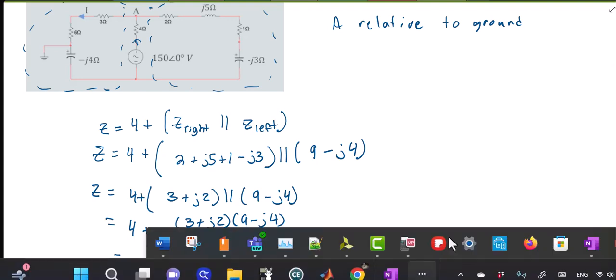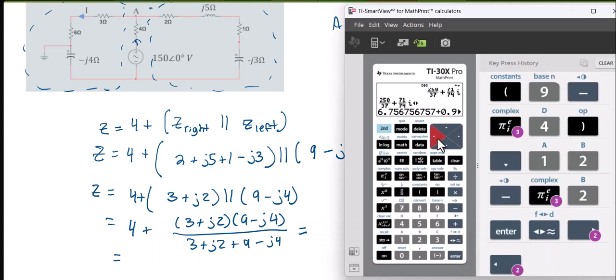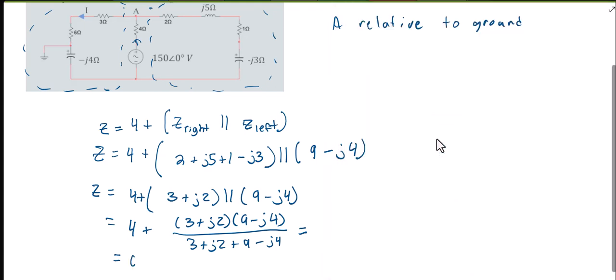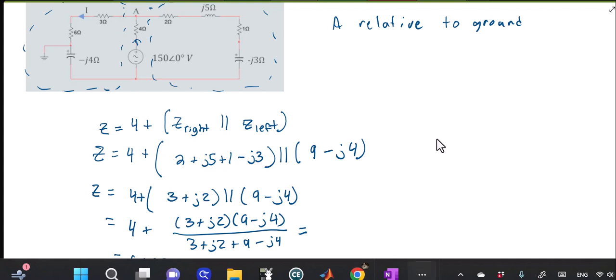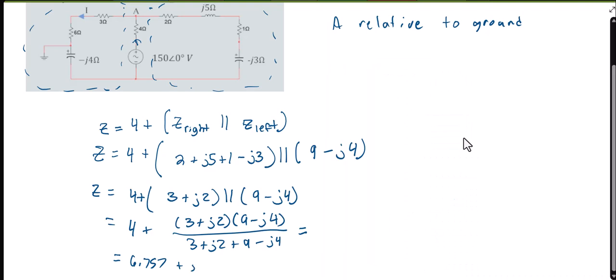So this, I got, tell me if y'all got the same thing. 6.757 plus 0.959 plus J 0.959. Okay, good. All right, so that's our total impedance.